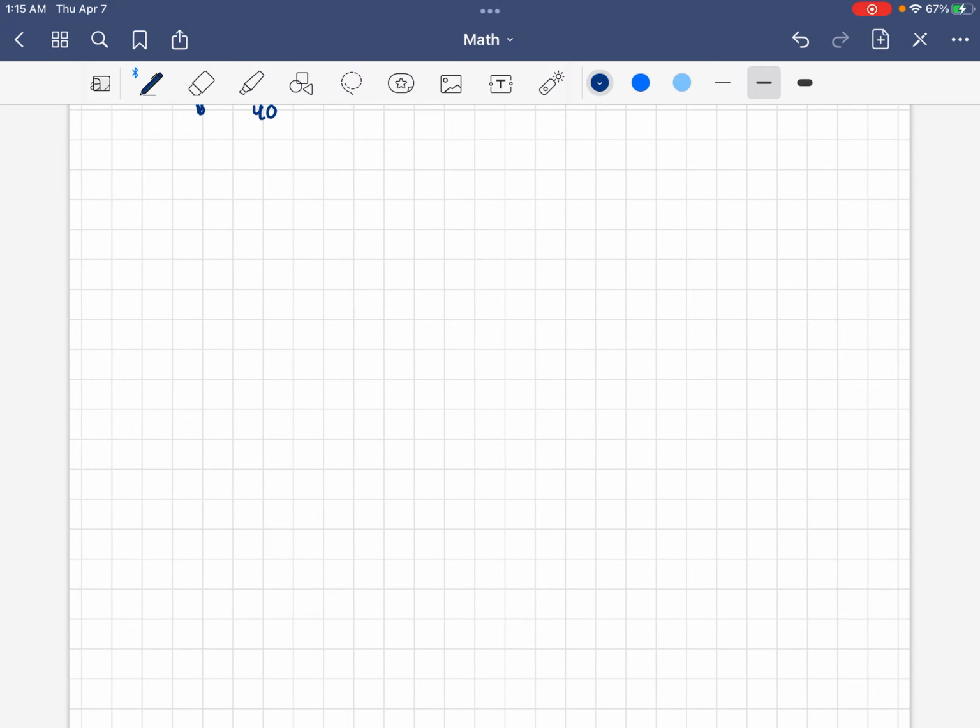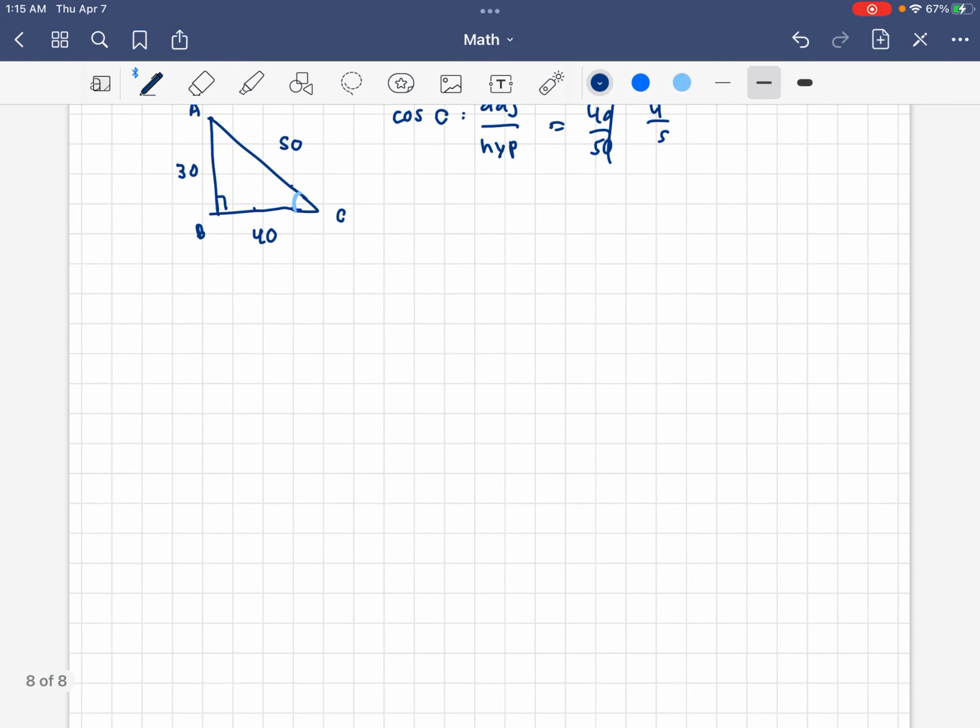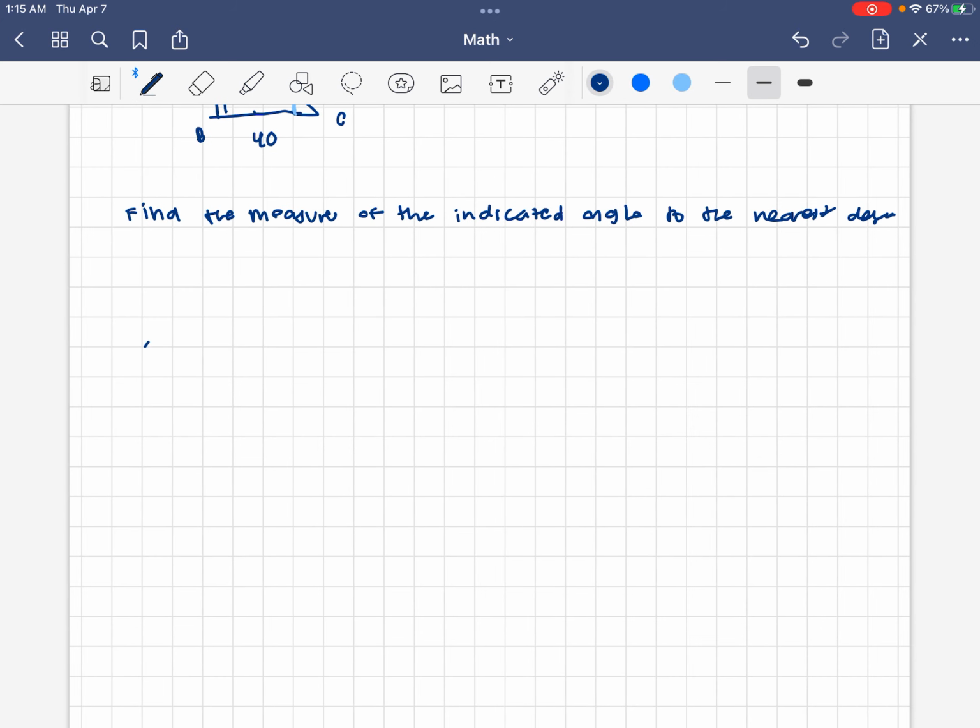Okay, so another question asked to find the measure of the indicated angle to the nearest degree. We're given this triangle. The hypotenuse has a side length of 45, this side is 29, and they're asking for this angle, and this is a right triangle.